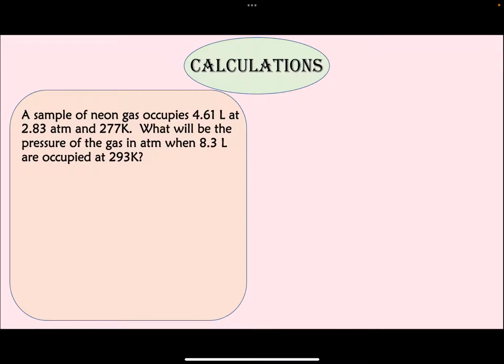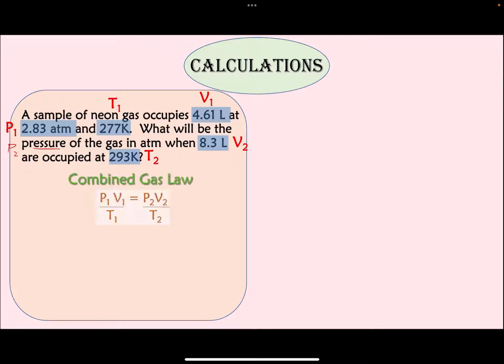Here's another example. We have a sample of neon gas that occupies 4.61 liters at 2.83 atmosphere and 277 Kelvin. What will be the pressure of the gas in atmosphere when 8.3 liters are occupied at 293 Kelvin? So here we have the initial volume, the initial pressure, and the initial temperature. And then they give you the final volume and the final temperature, and they're asking you for the final pressure. So because all three quantities are changing in this case, that means we're going to look at the combined gas law, and we are looking for the final pressure.